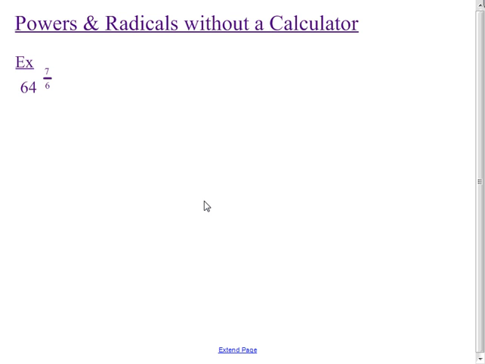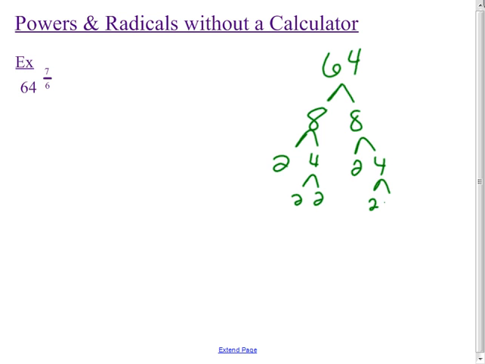So to begin with, I'm going to break down 64. What number goes into 64? 8 and 8 works. You could have done 2 and 32, it doesn't matter. 8 breaks down into 2 and 4, and then 2 and 2, getting those prime numbers. So again, 2 and 4, 2 and 2. So 64 is written as 2 to the 6th.